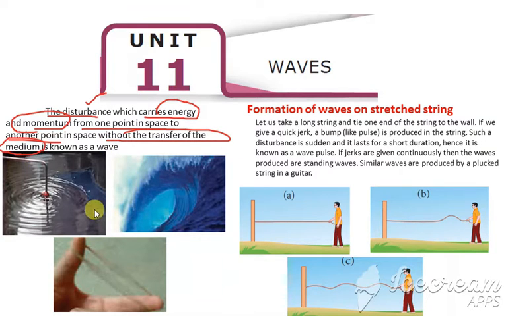So, what is happening there is the medium is not being transferred. What is transferred here is only the energy, the object which is placed is alone transferred. Okay, and that is a wave, and these are all the examples which are given.